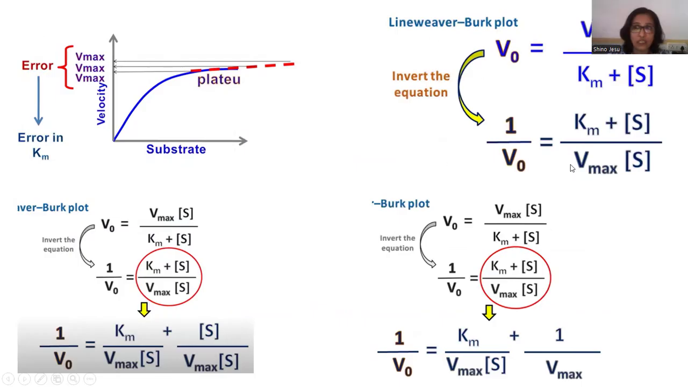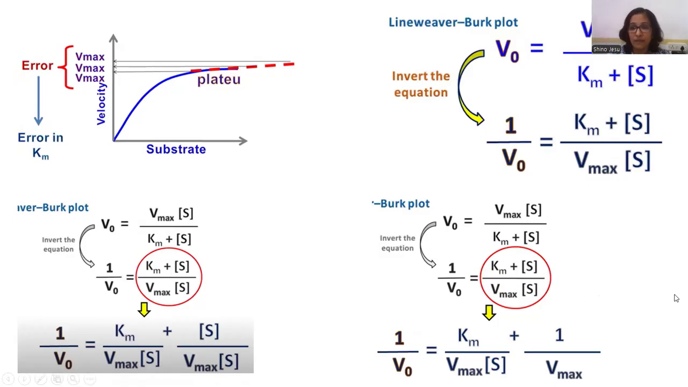invert the equation. Okay. Invert the equation on both the left-hand side and the right-hand side. Okay. And after doing that, we will get 1 by V naught is equal to Km plus substrate concentration upon Vmax into substrate concentration.